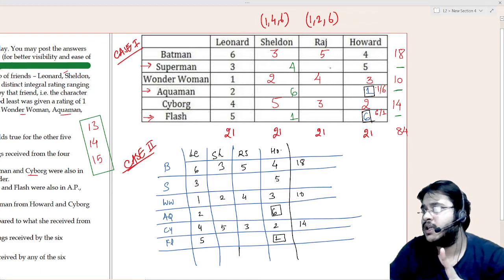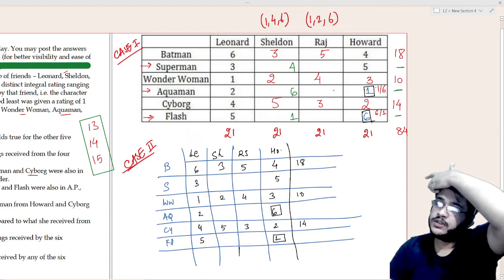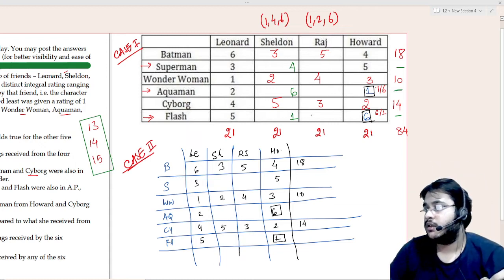Where can I put 1? I cannot put 1 here because 1 is already there. I cannot put 1 here because 1 is already there. Now the moment I cannot put 1 in both the places, can I put 1 over there? Yeah, 1 I can put over there, but where will I put 2? Because 2 will not be present for this one, so 2 cannot be there.